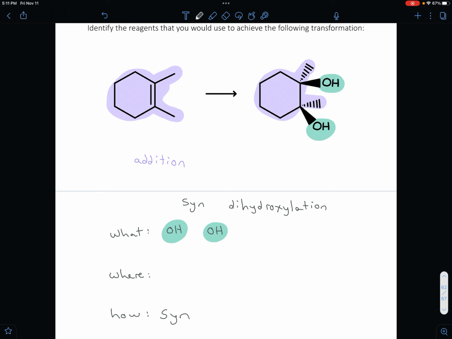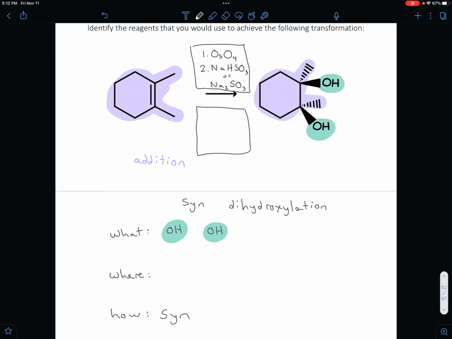That's actually enough information for us to figure out what reagents we would need to accomplish this. There are two ways you can accomplish syn dihydroxylation. The first way is you can use osmium tetroxide in your first step, and then in your second step you could either have sodium bisulfite or sodium sulfite. So that's one possible answer.